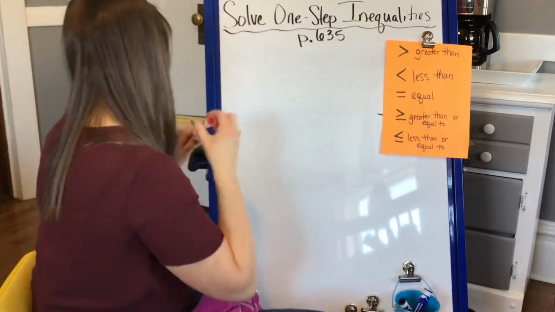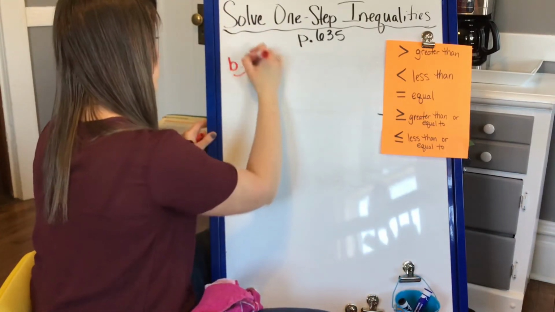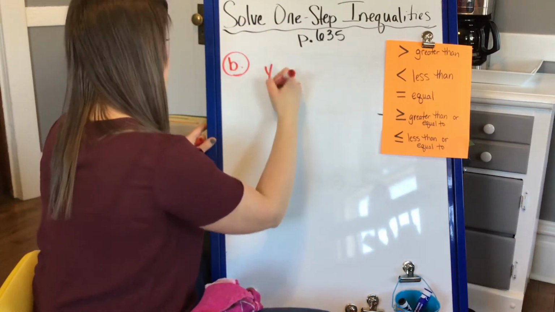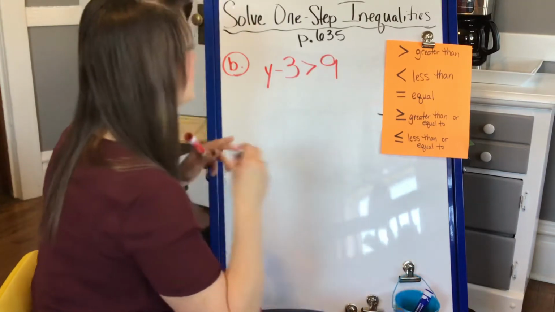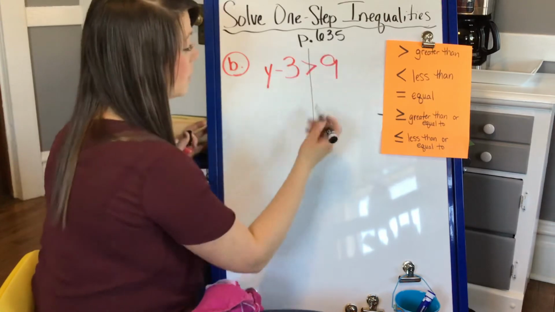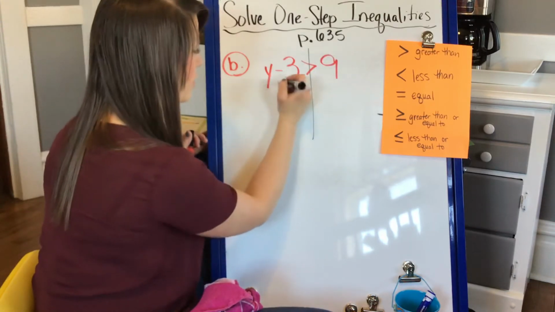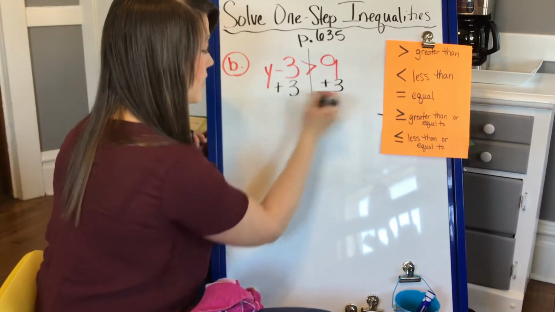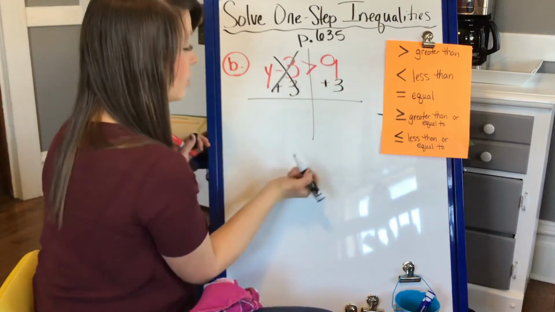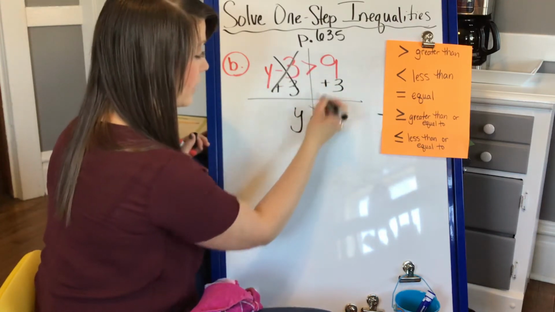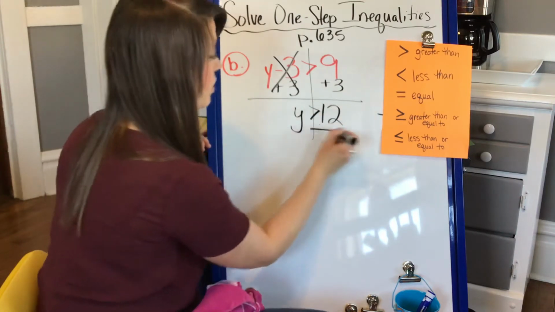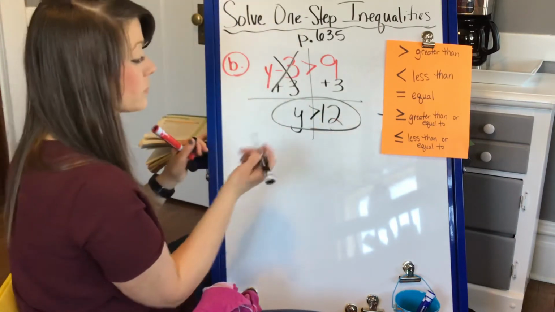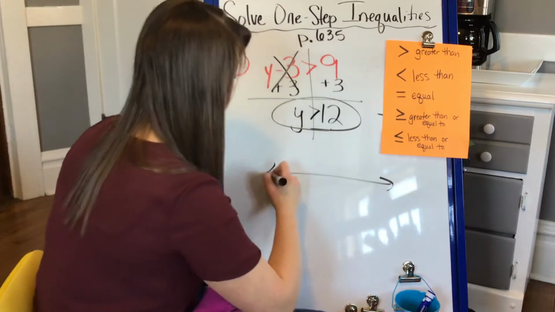Next one is letter B, which is y minus 3 is less than 9. Okay, so I'm going to take that, draw my line down the middle. Opposite of minus 3 would be plus 3 on both sides. That's now gone. Y is greater than 9 plus 3 is going to give me 12. So there's my inequality. Now to graph it, draw my line.